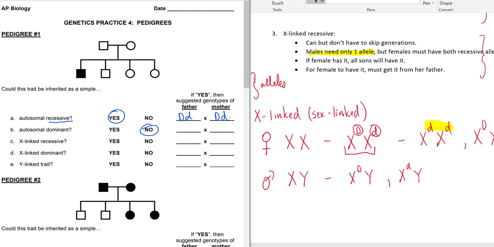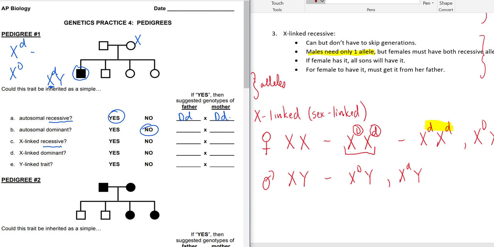So if we're talking X-linked recessive, then that means that this would be recessive and this would be normal. And so if we're looking at this individual right here, that's a male, so we have to show XY. And since they have it and we're talking about a recessive, then we have to put a lowercase d with X. Now, if this male has the disorder, then that means that X chromosome had to come from mom.